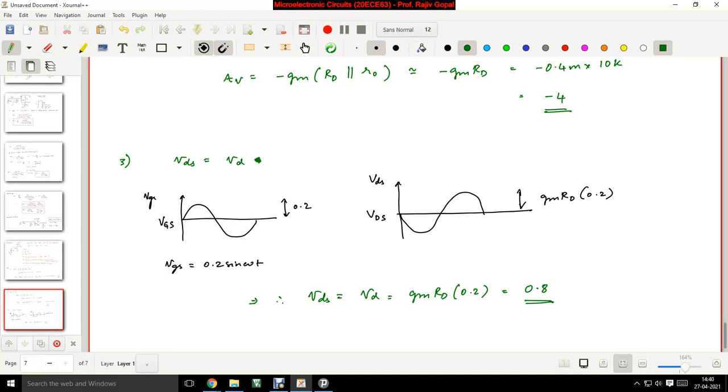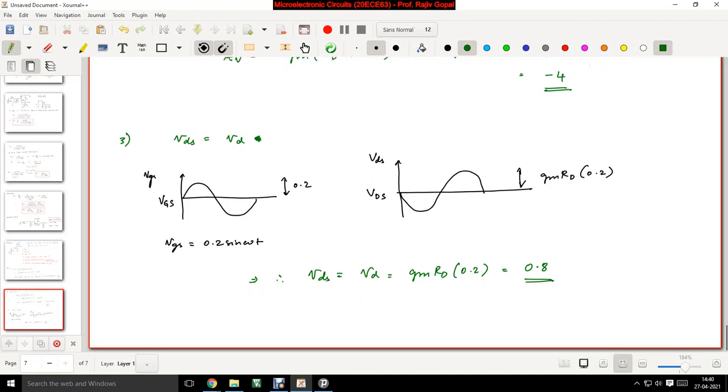Okay, so sin omega t, right? But forgot sin omega t totally. Therefore, VD I can write as minus 0.8 sin omega t. Right, minus because it is inverting. So minus, but the amplitude is 0.8. So minus 0.8 sin omega t. Right.